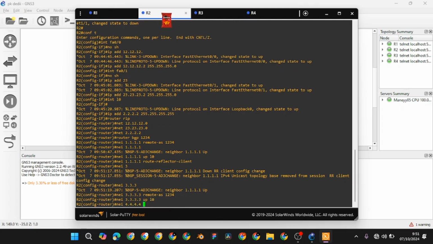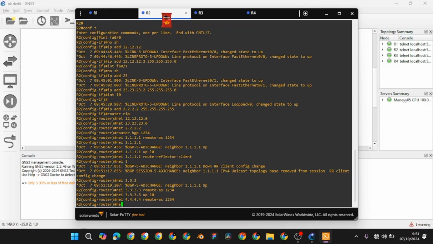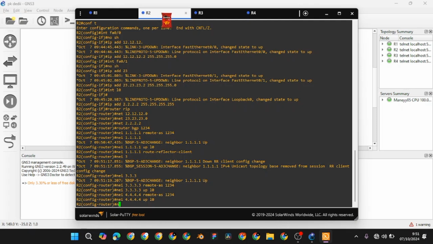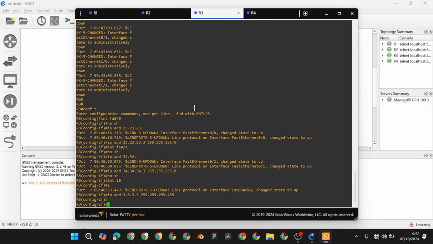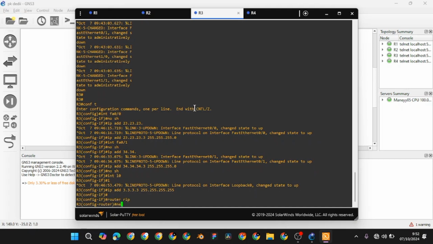Actually, I don't know why sometimes we have to add router reflector client, but on other occasions we don't use that. For example, here I use route reflector client on 1.1.1.1, but in 3 I didn't use route reflector client. But in the fourth router, for neighbor 4.4.4.4, I add route reflector client. There is no change about it, but I will find out more after this.